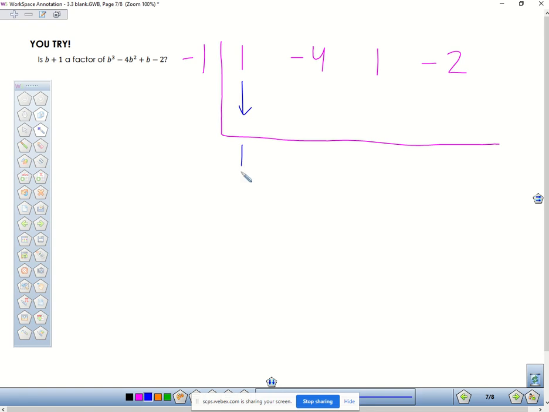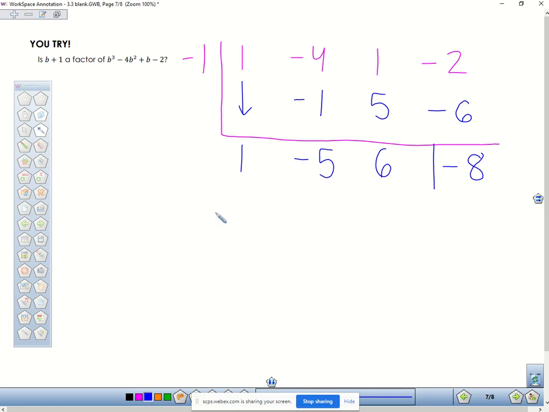I bring down the 1. I multiply. I add. Multiply. Add. And multiply. And add. What's my remainder come out to be? -8. How do we write the actual answer to this?